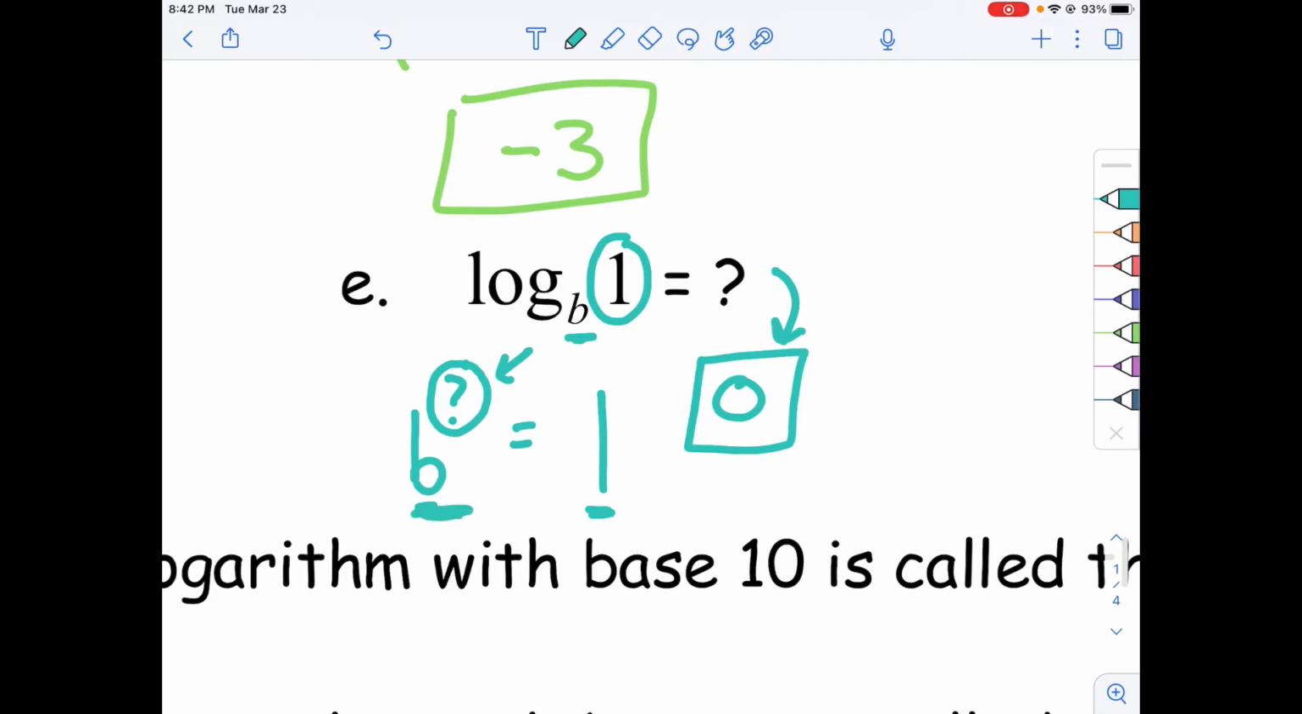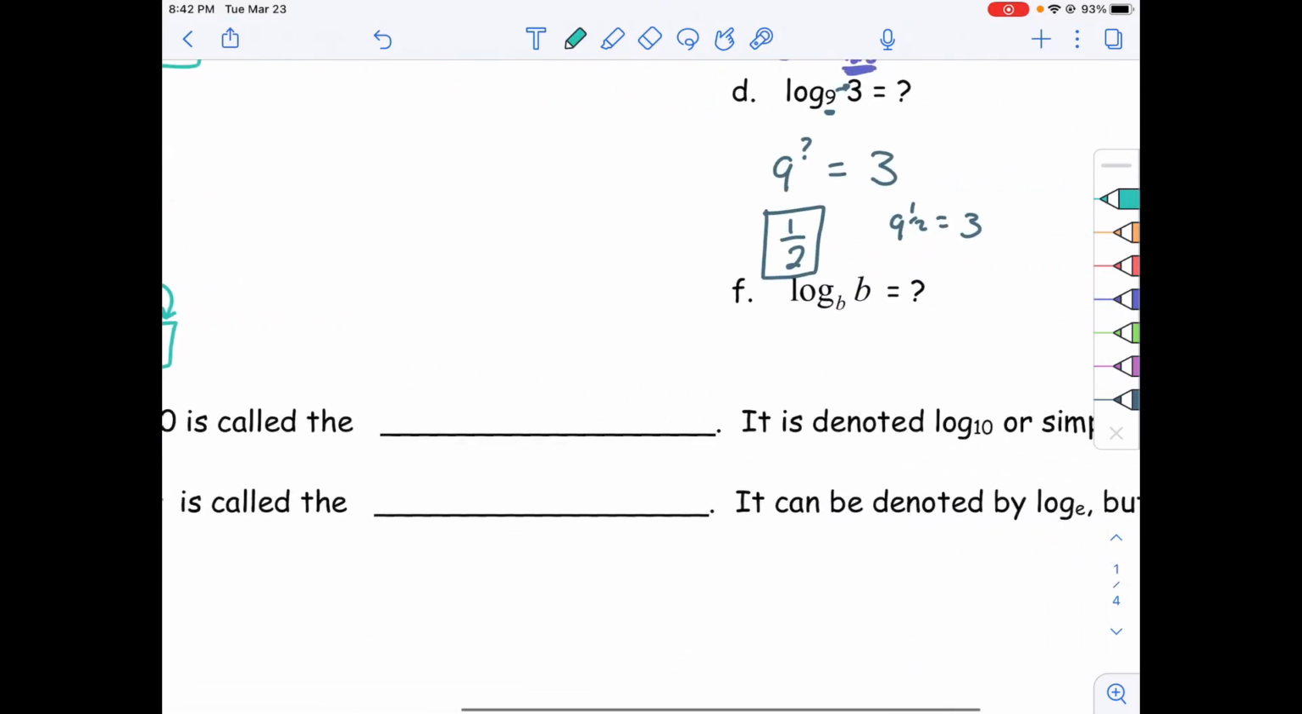Okay? And that's because of this property right here. Anything raised to the 0 power up here would be equal to 1.